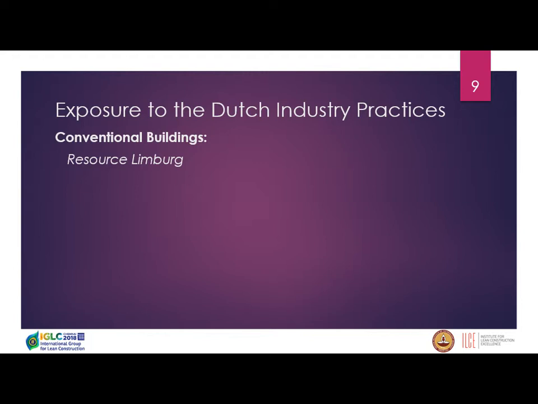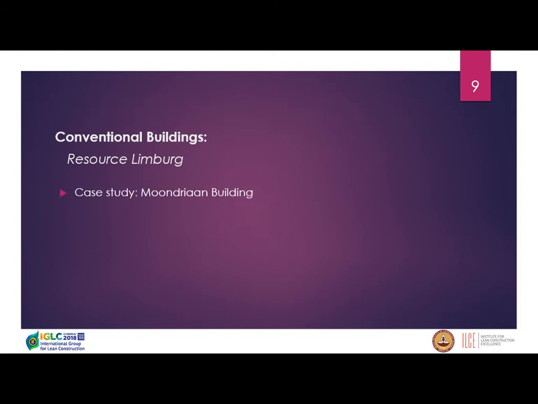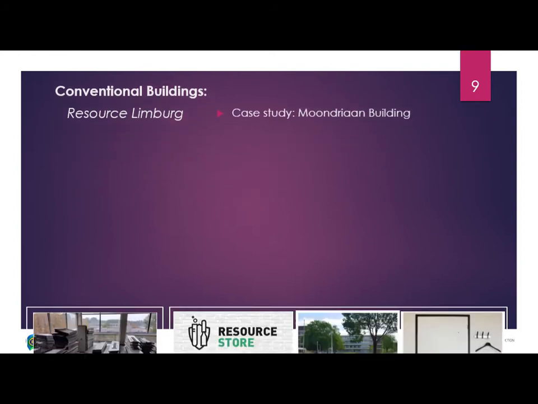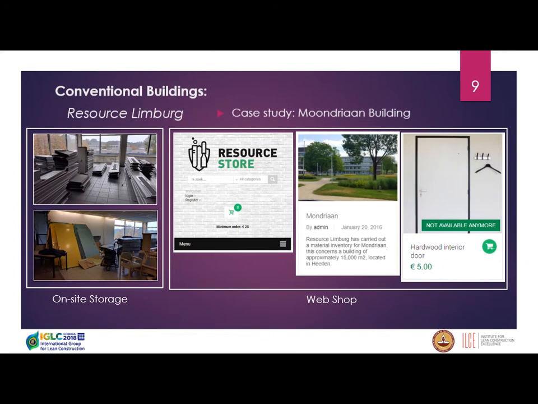Let's say in our words that Resource Limburg acts as a consultant for the owner. They take the building and then they try to find the elements with high reuse potential. In this example, we have the Mondrian building. They took out elements like the air terminals and the doors, and then they published them on a web shop, and they put price tags on them.